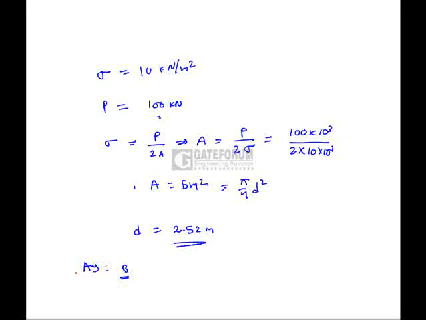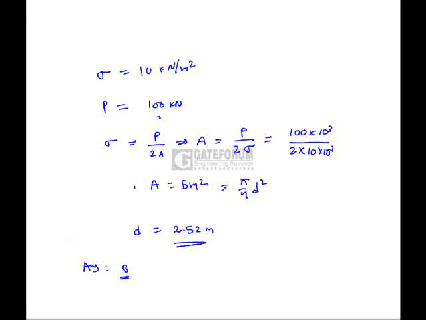So coming to the second question, we will have to find out the total elongation of the bolts at the maximum load if the length between their heads is 50 meters. So here we will have to find out the total elongation of the bolts at the maximum load. So maximum load is nothing but, due to the maximum load, the bolts are subjected to maximum stress.